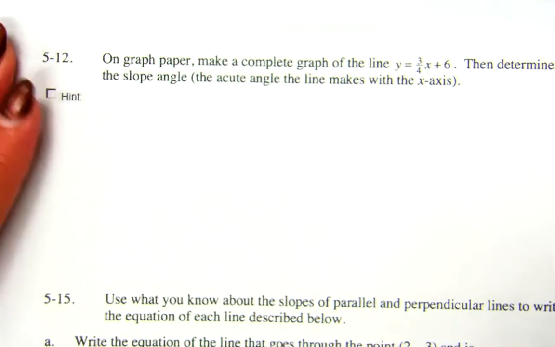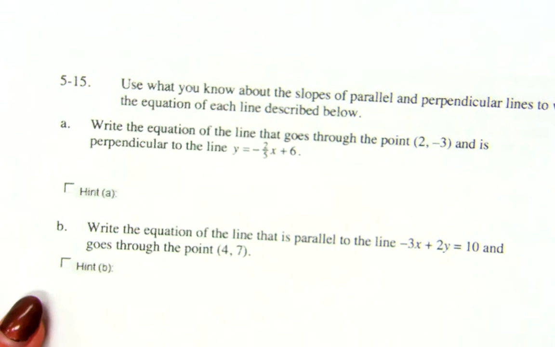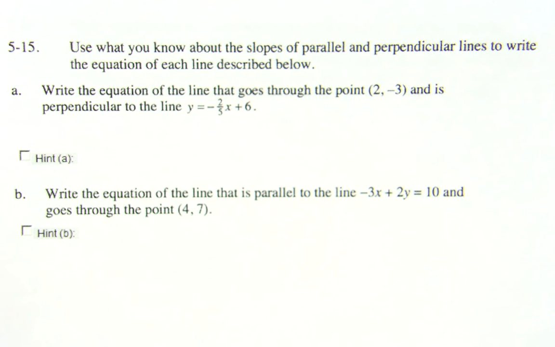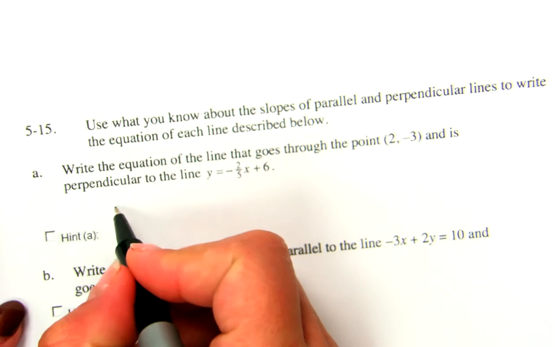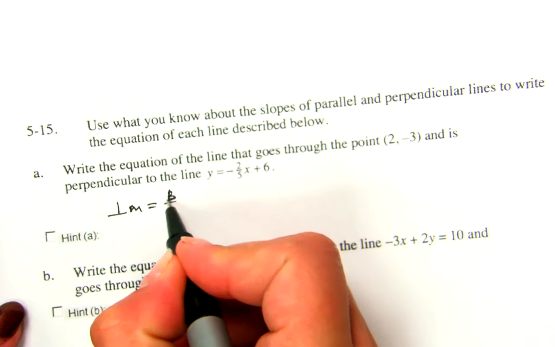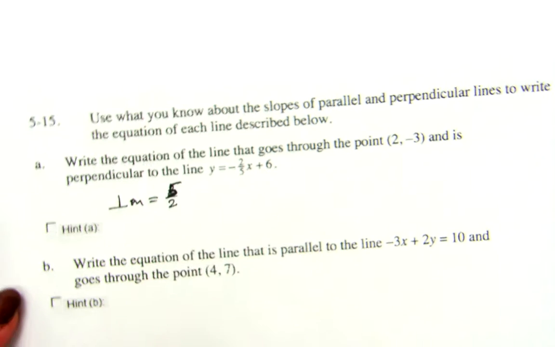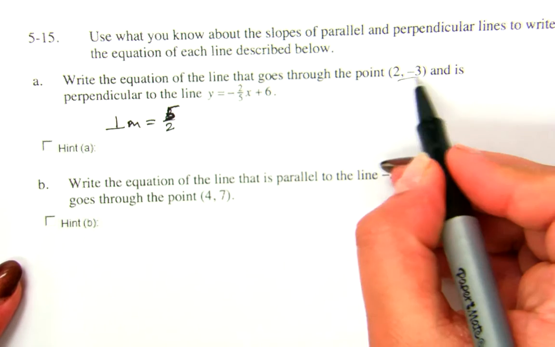Number 13. You have, not 13, 15. Use what you know about slopes of parallel and perpendicular lines to write the equation of each line below. Write the equation of the line that goes through the point (2, -3) and is perpendicular to the line y = -2/5x + 6. Well, right away, perpendicular tells you that you have to find the opposite and reciprocal of the slope that's given to you. So a perpendicular slope to negative 2 over 5 would be positive, oopsie, my bad, positive 5 over 2. All right, so that's the perpendicular slope of my new line, and it has to go through this point.